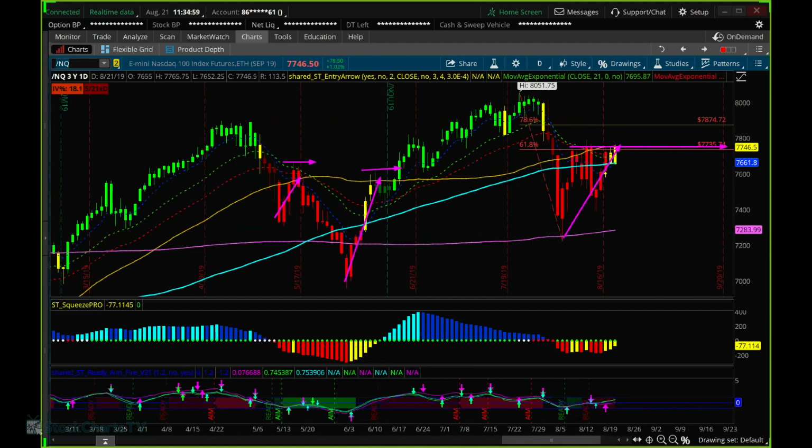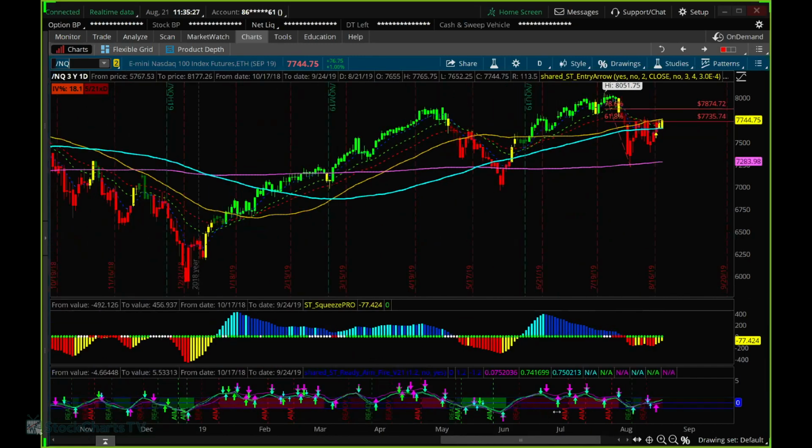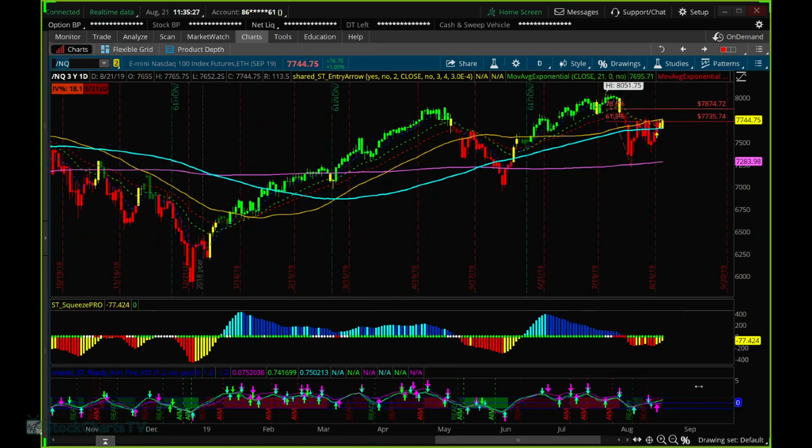So do y'all use any type of symmetry or measured moves? For patterns, yes. Same. If I see a triangle or something like that and we get the breakout, then yes, I'll use measurement, cup and handle, head and shoulders, reverse head and shoulders, those types of things, yes.